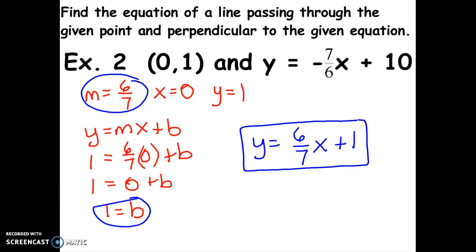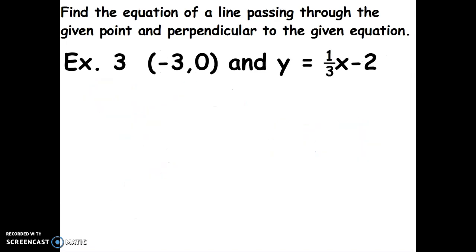All right, so example 3. I want you guys to try to do this on your own. So go ahead and pause the video here and press play only once you've solved it yourself.